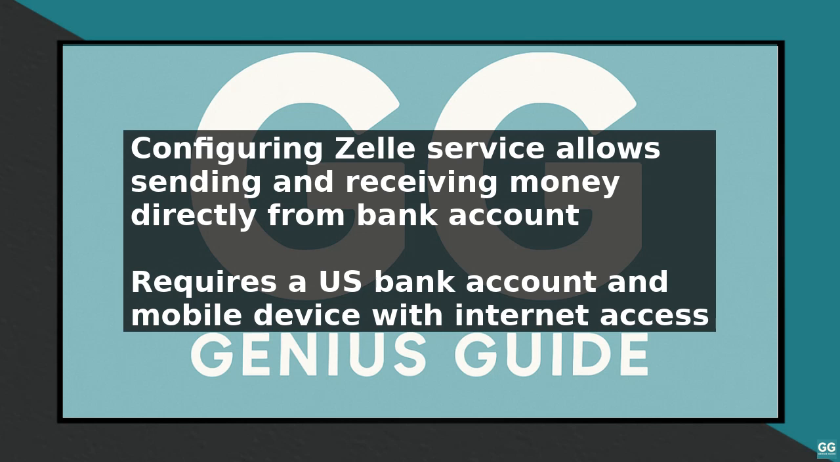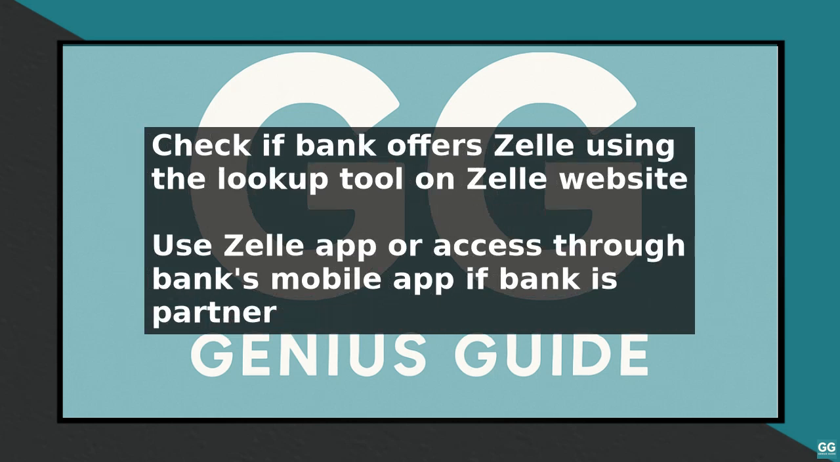lookup tool. If your bank is a Zelle partner, you can use the Zelle app or access it through your bank's mobile app. To enroll in Zelle, open your bank's mobile app or the Zelle app and select the option to send money with Zelle. You will be prompted to enter your email address or mobile phone number to receive a verification code. Enter the verification code to verify your identity.